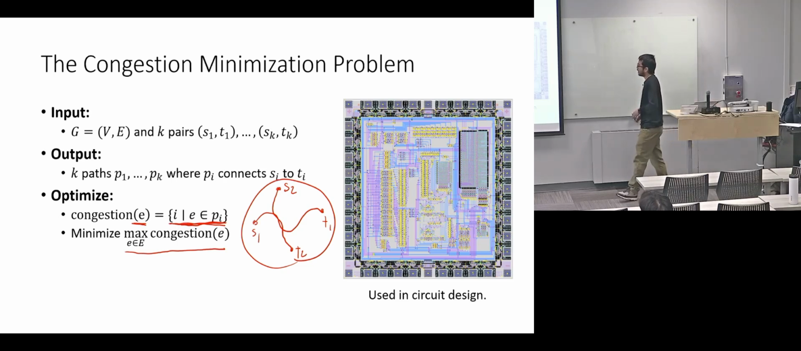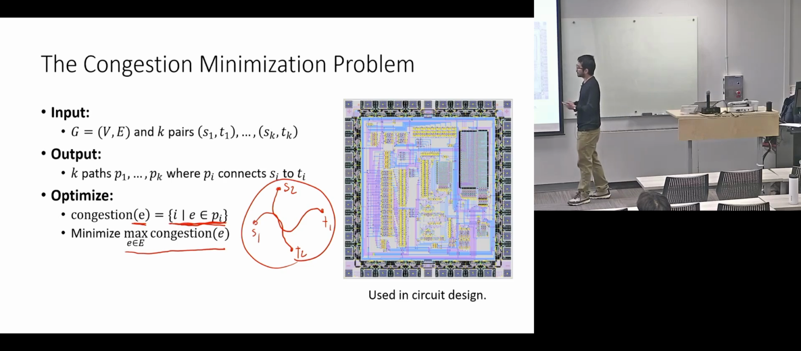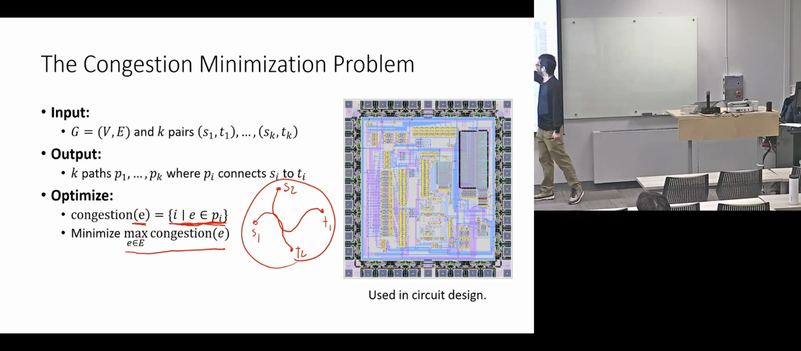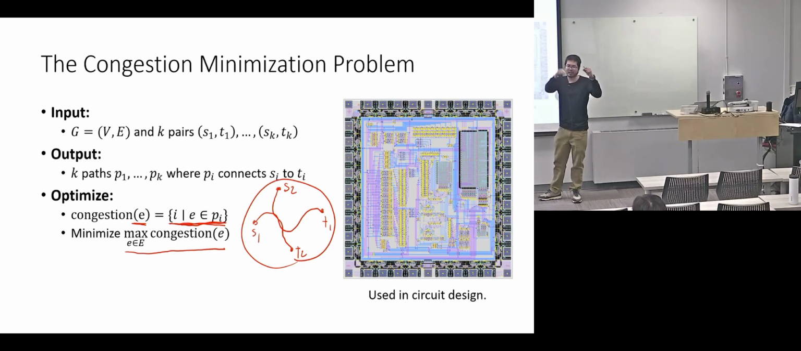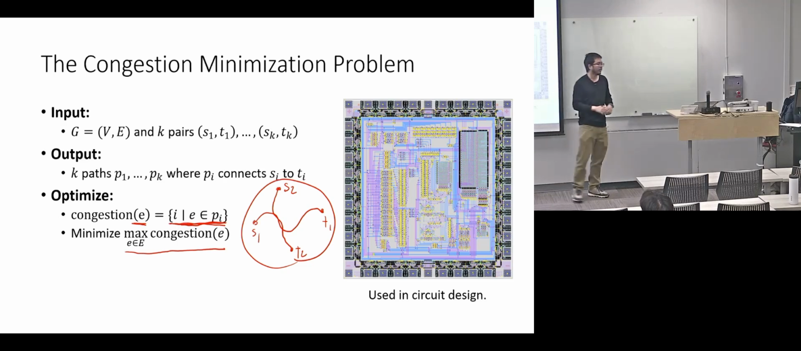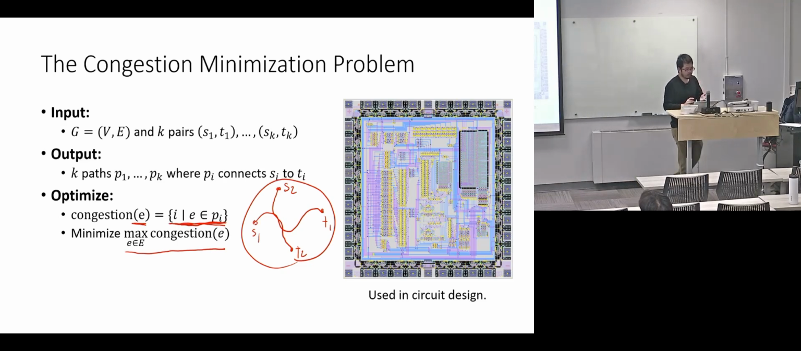This is used a lot in, I don't know if it's used now, but it was used for sure for circuit design. In circuit design, you need to say that this point needs to go to this point, and this point needs to go to that point, and you need to connect the wires somehow. But at any place, you don't want the capacity to be too big. Okay. But we're going to think of this as a graph problem because it's a good abstraction.